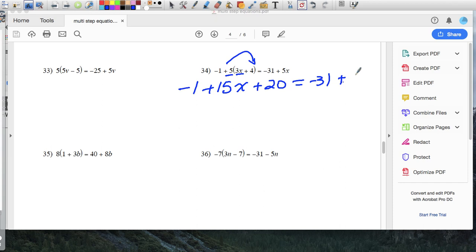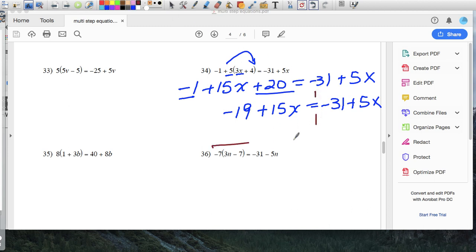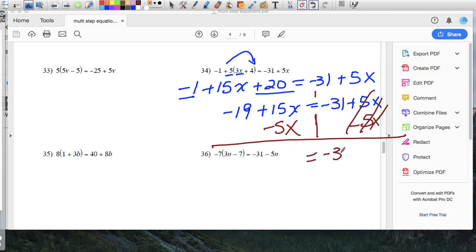Minus 31 plus 5x. Can I combine like terms? Yes, I can combine this one with this one. Negative 1 and plus 20 is negative 19 plus 15x equals negative 31 plus 5x. There's x's on both sides, so one of them has to go. So I'm going to take care of this. Minus 5x to get rid of this, plus x, and minus 5x on this side. This goes away. I'm left with negative 31. Negative 19 comes down, and 15 minus 5 is positive 10.